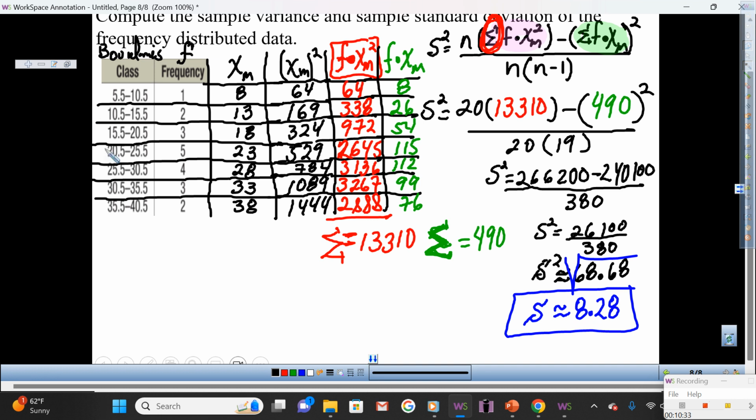Tell your neighbor. Yeah, before that, it's class limits. Remember, guys, that we do the limits first, then the boundaries, then the frequency, then the midpoint. Isn't that the same process? So what's the only thing that we added? The midpoint squared, then the frequency times the midpoint squared, and the frequency times the midpoint, and then we find the sum for both. So like that, we can use that in our formula.